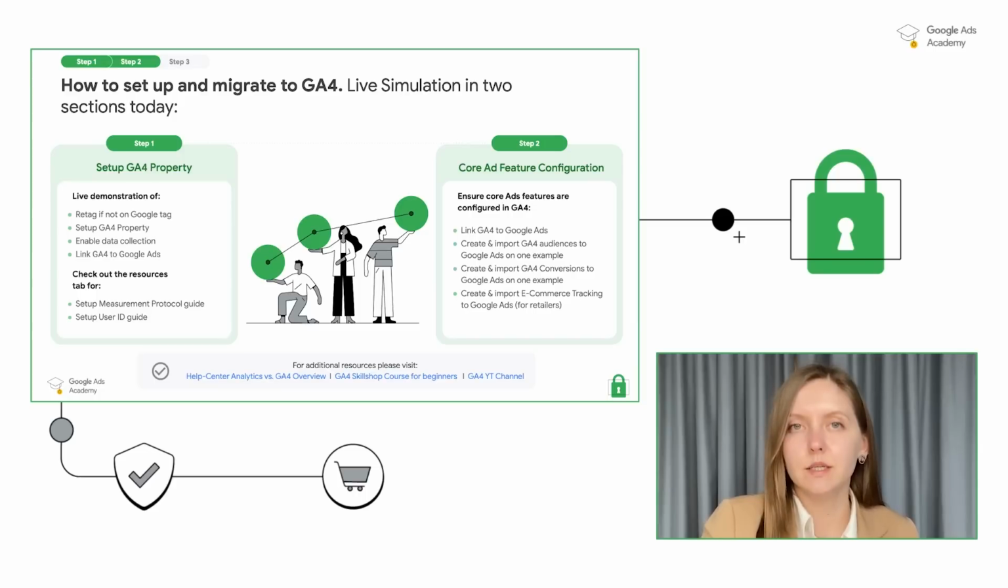If you are a retailer, you can also benefit from an additional e-commerce migration guide. If you are looking into more advanced setup, such as measurement protocol or user ID, you can check the resources provided additionally. If you need additional support during the migration process, you can also get a one-to-one session with the Google technical support team. Reach out to your Google Ads account manager in order to get more information. And now, let's get started with the implementation.